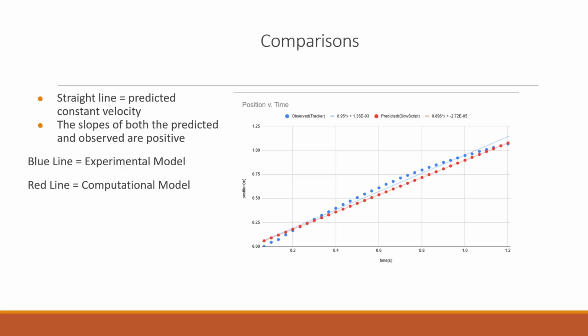Comparing both of these graphs. So here we have the blue line, which is the experimental model, and the red line, which is the computational model. We can see that these lines are pretty similar here, meaning that the model matched the experiment pretty closely. The slopes of both the predicted and observed are positive due to the fact that the truck is moving from left to right.